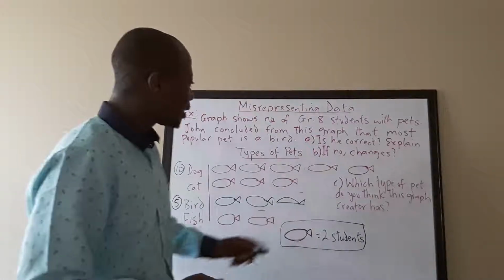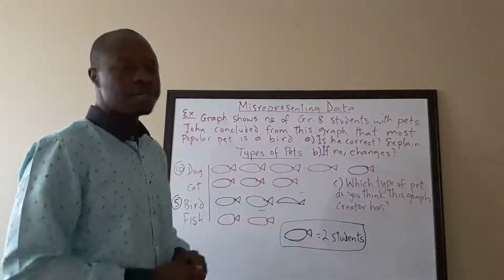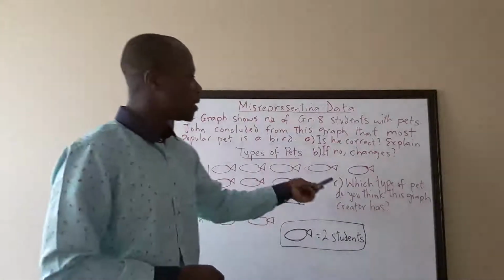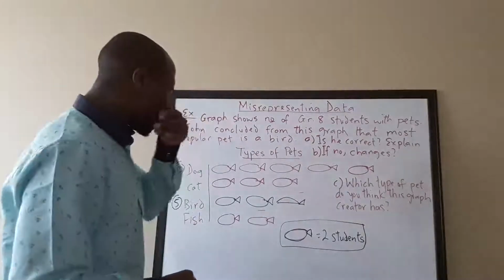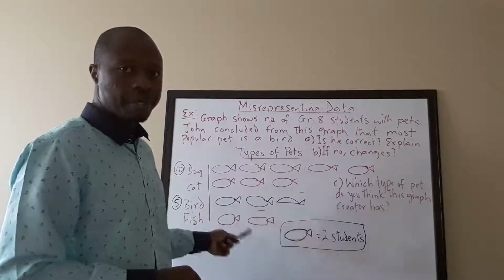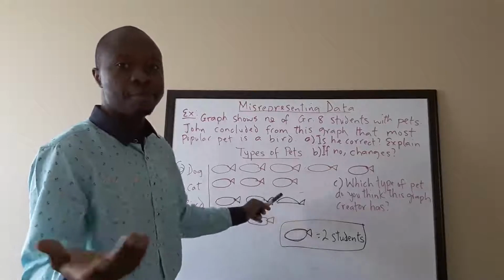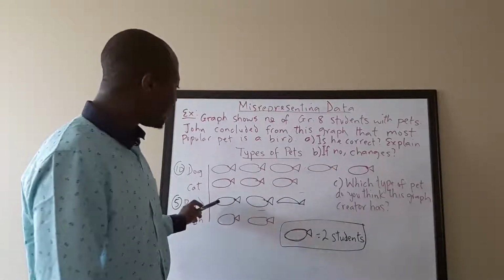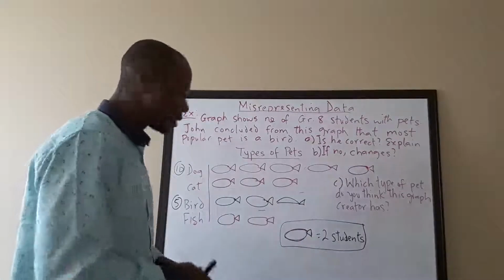And lastly, which type of pet do you think this graph creator has? So of course, this graph creator is probably one of the students in the graded class as well. So most likely they have a bird, because since they have a bird, they are favoring birds. So they're trying to make the drawing for birds bigger, basically.